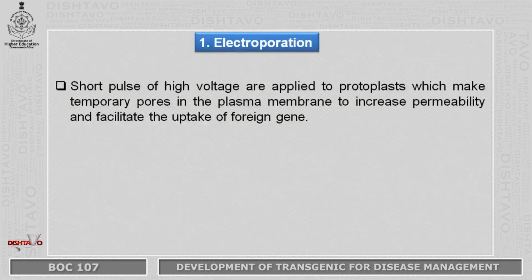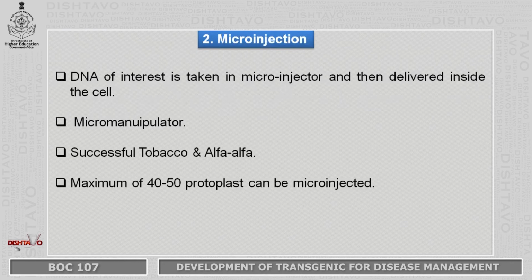Coming to electroporation, here short pulses of high voltage are applied to protoplasts, which make temporary pores in the plasma membrane, which increases permeability and facilitates the uptake of foreign gene. Next, we have microinjection. Here, DNA of interest is taken in a microinjector and then delivered inside the cell. Now, this method is successful in tobacco and alfalfa plant species. Maximum 40 to 50 protoplasts can be microinjected.